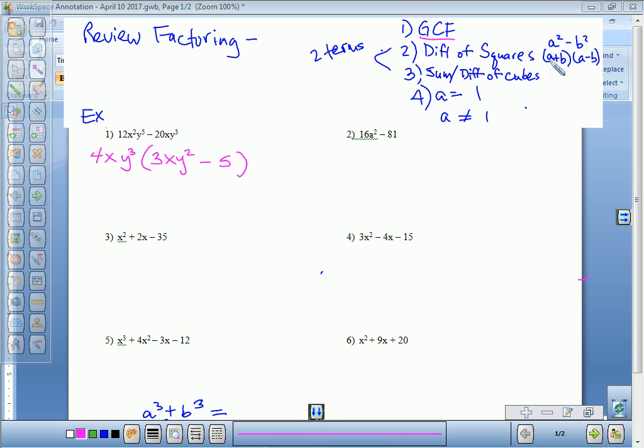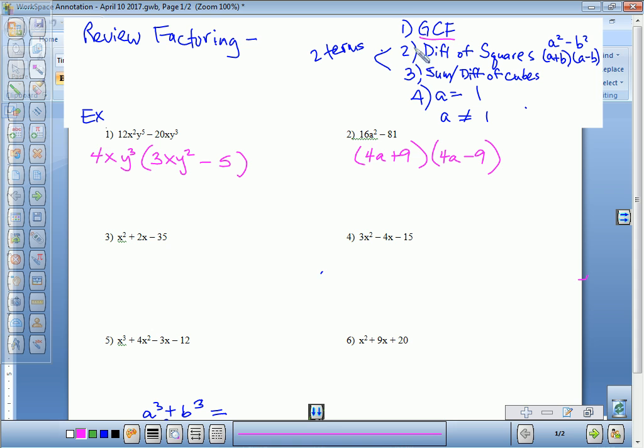A difference of squares factors to the square root plus the square root and the square root minus the square root. So this is 4a minus 9 or plus 9. And then we switch the signs here. Any questions? Nope. All right.